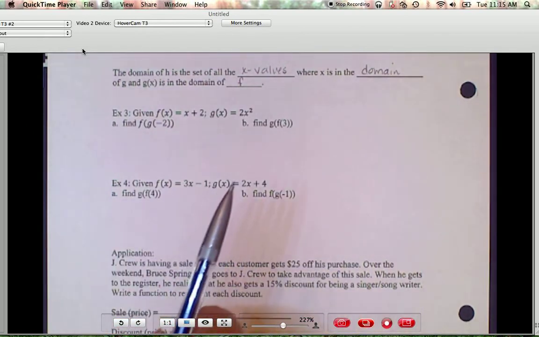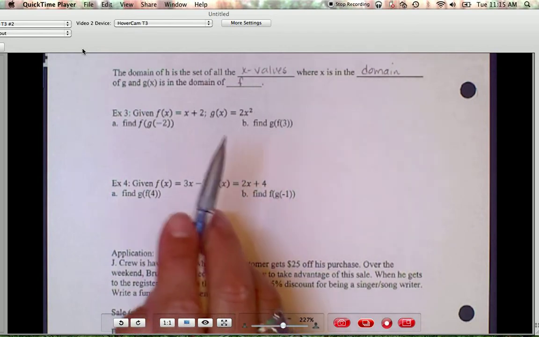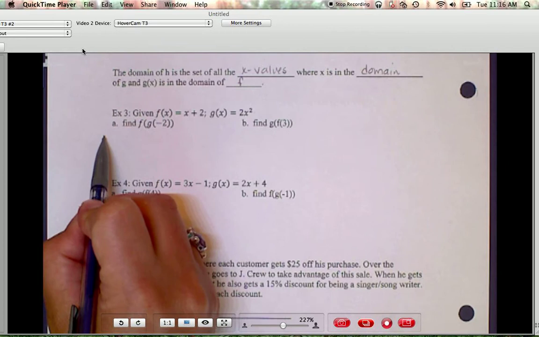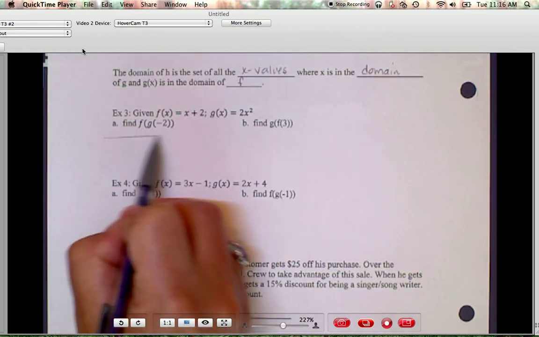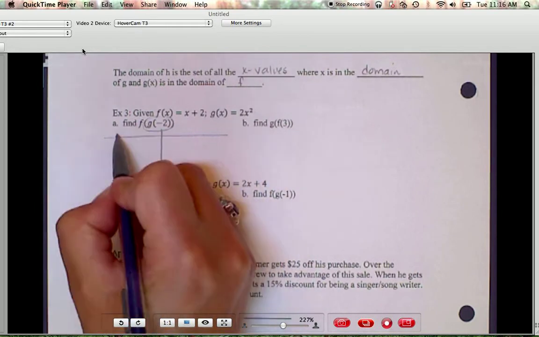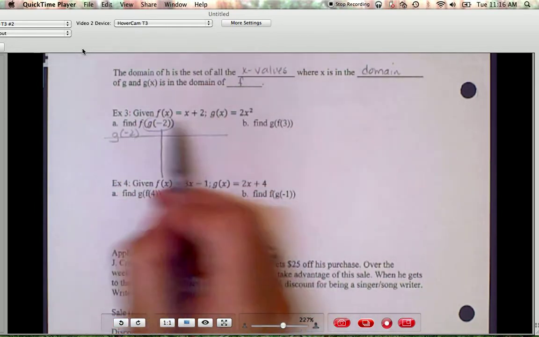Now I'll show you two different ways to do this, and then you can decide how you would like to do it. One way you can do it working from the inside out is to make a little table if you want. So we're going to do the first function first, which is g of negative 2 from the inside out.